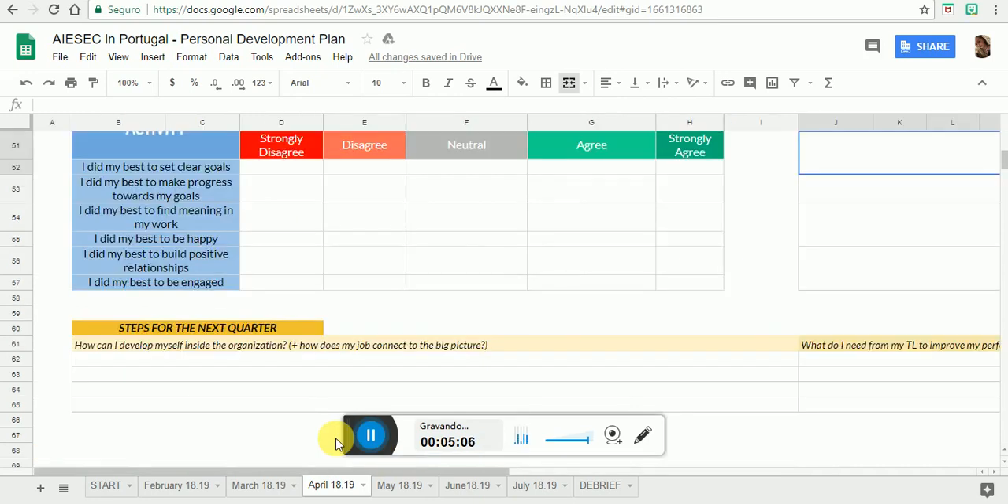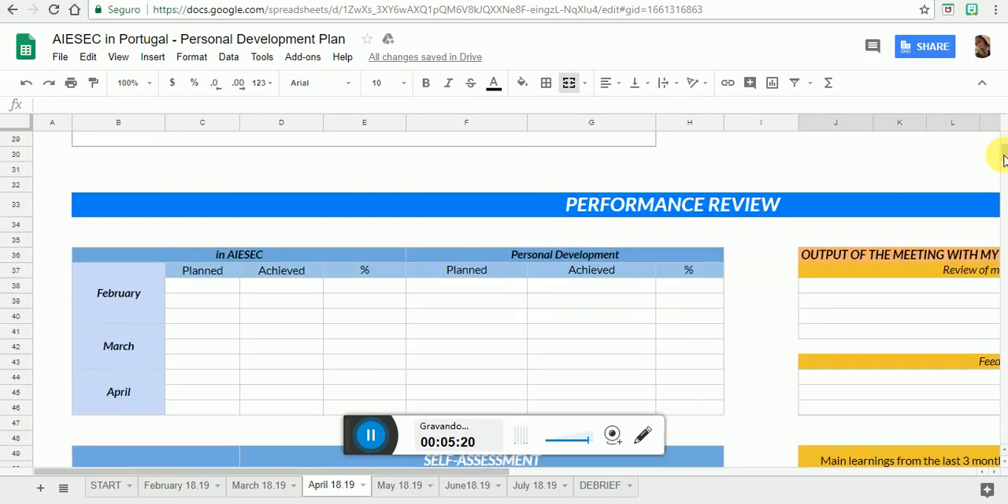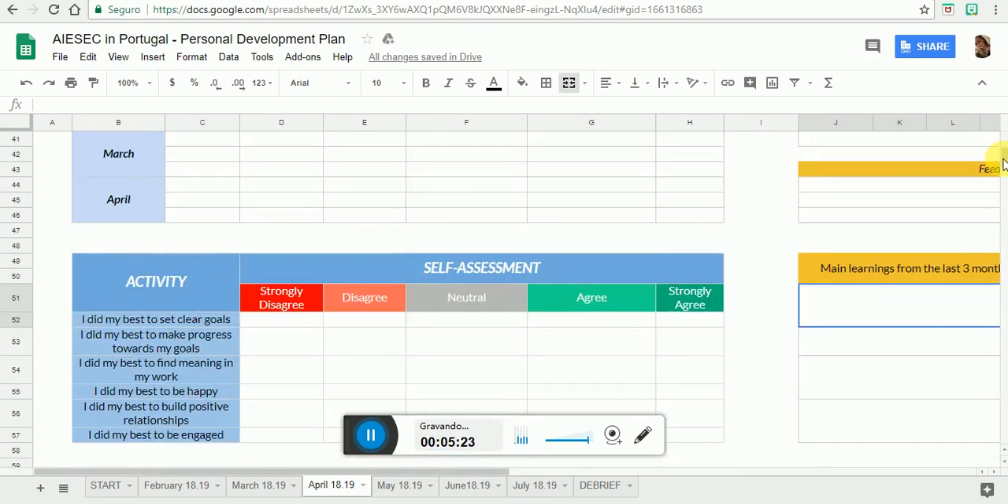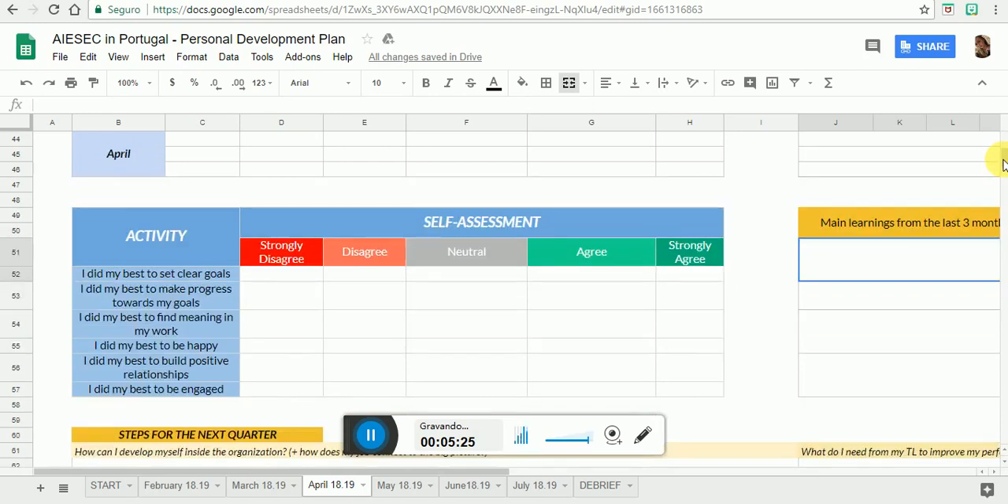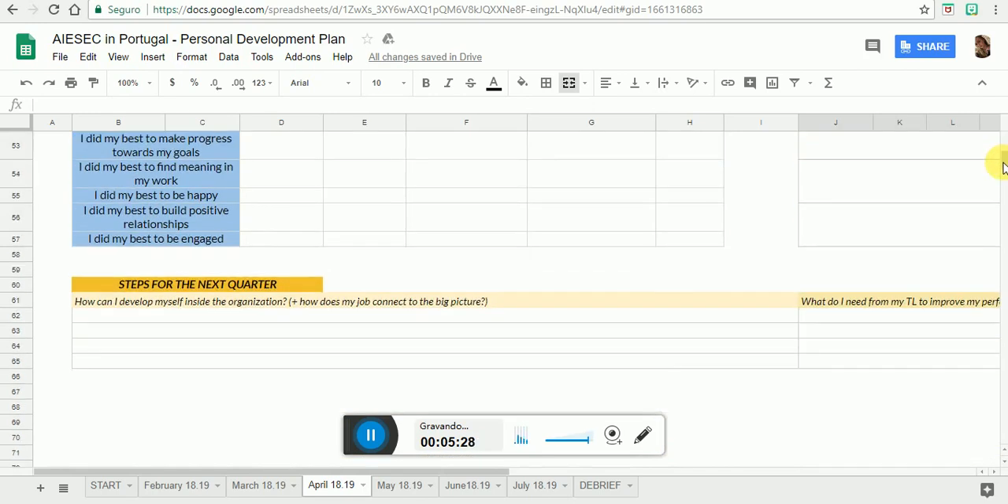And after we review our strategies of the past 3 months, we will think about steps for the next quarter. After we review what worked, what didn't work, what was our achievement, and how I assess myself, this is the time that we talk about what we are going to do in the next quarter. So inside AIESEC and also outside AIESEC, what actions should I do, what do I think is important, and what should I focus on.